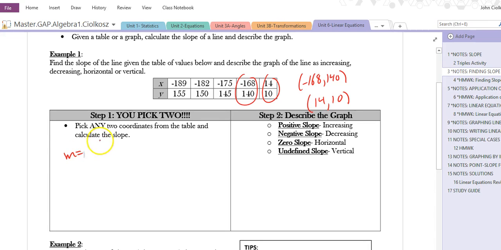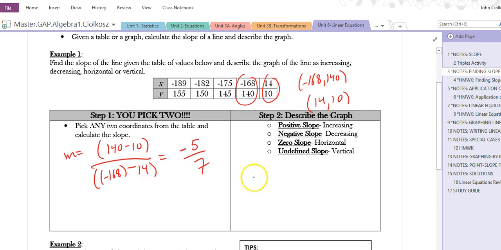Setting up my slope, subtracting y1 from y2, that's 140 minus 10 over negative 168 minus 14. Again, bigger numbers, definitely check it in a calculator, or GeoGebra, obviously. Our fraction here we'll get is negative 5 over 7. Describing that slope, well, it's negative, so on a graph, it would look like it was decreasing, or going down from left to right.